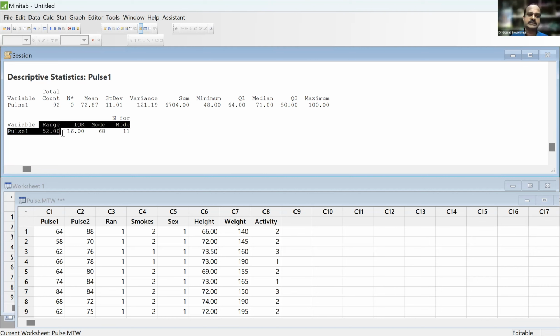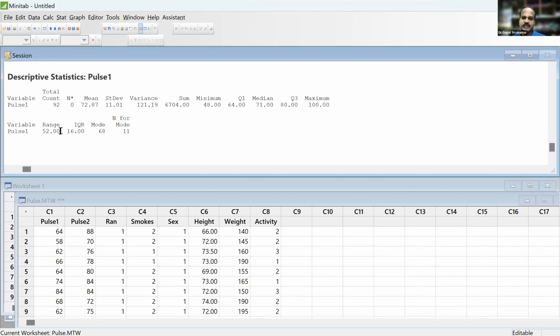And now range. Can somebody tell me what is range here? What is this range? Is it the difference between Q3 and Q1? No, you have not understood. You have not followed. Krishnan is on mute. 100 minus 48, maximum minus minimum. Maximum minus minimum, that is the definition for range.